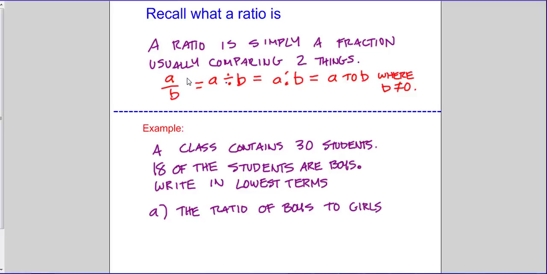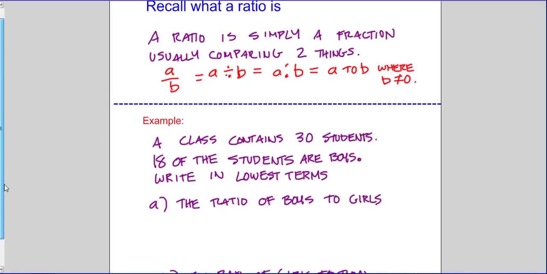But it's simply a fraction, a divided by b, or a over b, or a to b. These all represent the same thing, just different ways of representing it. B cannot be 0 because you cannot have division by 0.